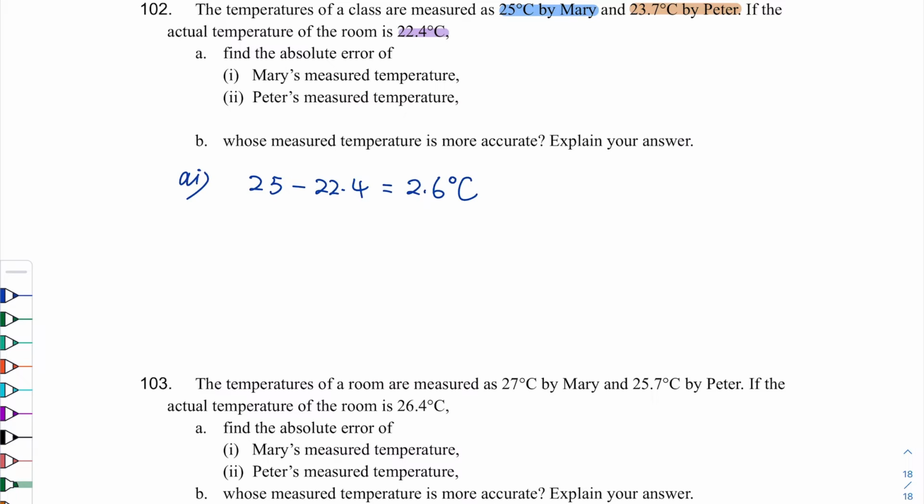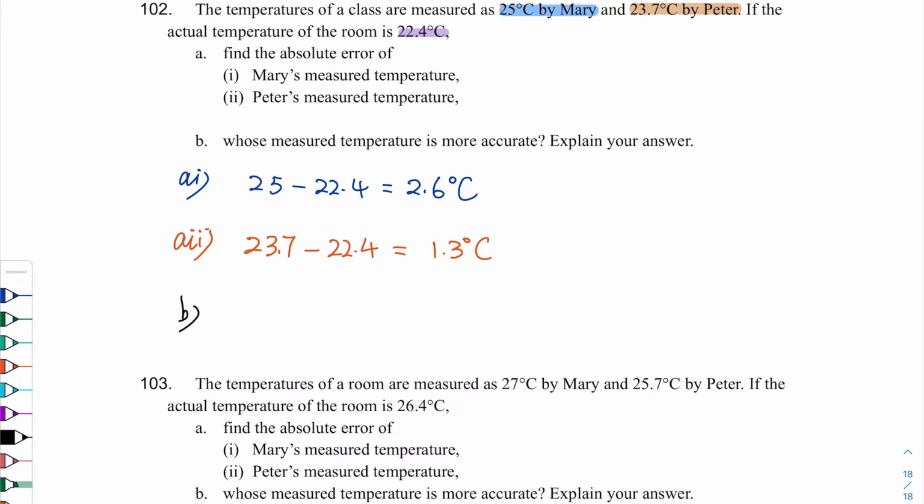Okay, that's it. And then for A2. Now, why am I writing A2? This is part A. Part A, this is 1, and this is 2. So A1 is for Mary's. A2 is for Peter's. Now, Peter is this one, but the actual one is this. So which one is bigger first of all? Yes, 23.7. And then, what's the answer? 1.3 degrees. Right? Is it? Yes, click the calculator, because sometimes even I can get it wrong. That's why I need you to do it together and then let's check.